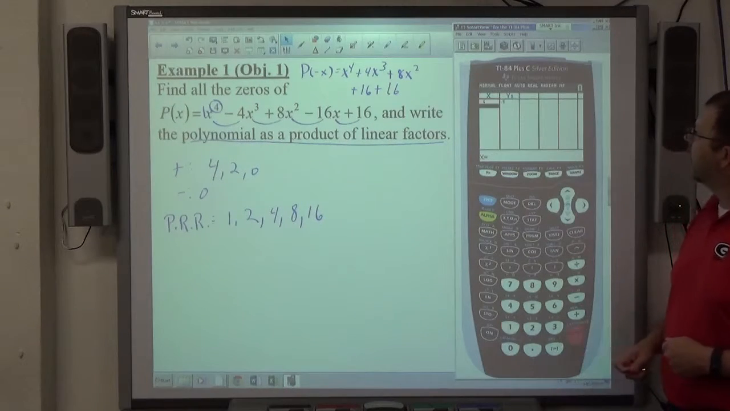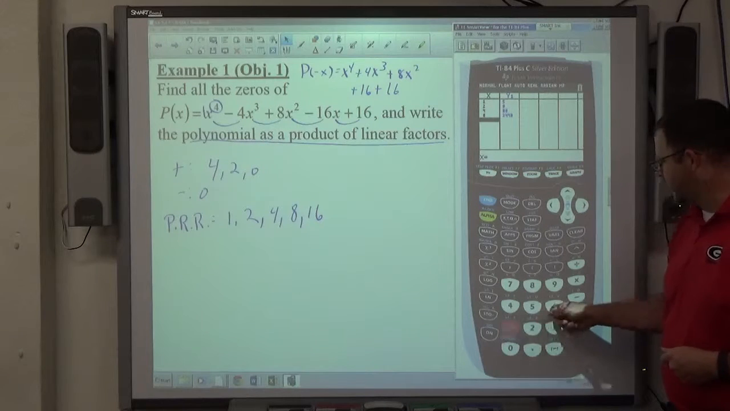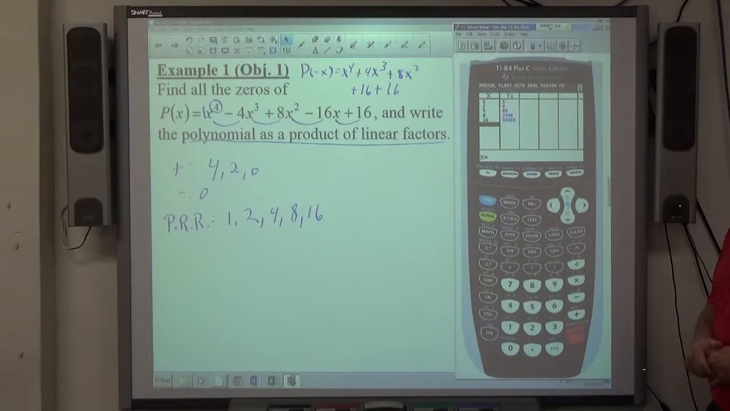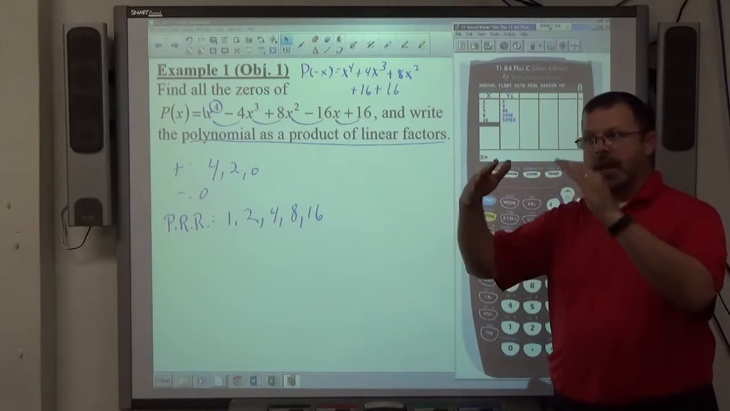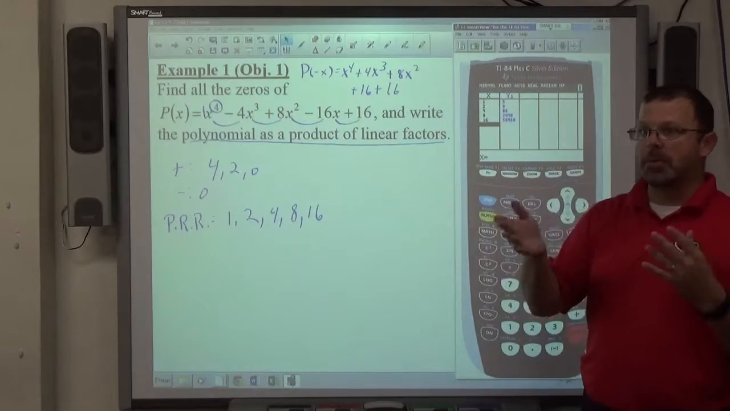If I put a number in here from that list of numbers and I get 0 out, that's an answer. So try 1, I got 5. Try 2, I got 0. Try 4, I got 80. Try 8, I got 2,448. Try 16, I got 50,960. So there's only 1 answer out of those 5, which implies that answer is going to happen more than once. It's going to be like x minus 2 to the 2nd power, maybe 3rd or 4th power.